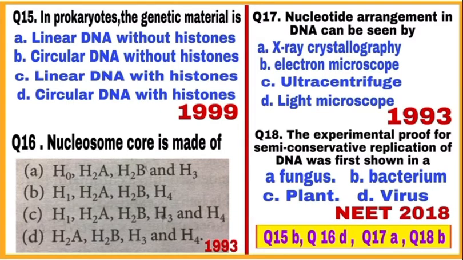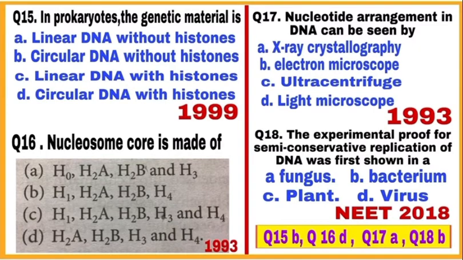Question number 16. Nucleosome core is made of, correct option is D. Nucleosome core is made up of H2A, H2B, H3 and H4. It is about 7 to 10 nanometer in diameter, having histones around which DNA strand is wrapped. So, mark D as a correct answer.